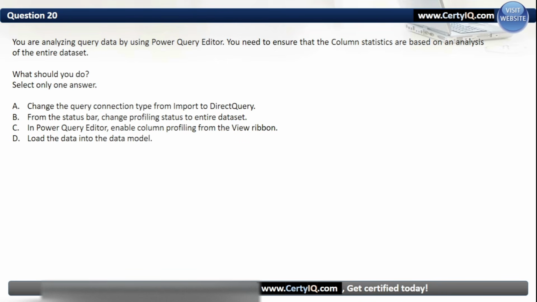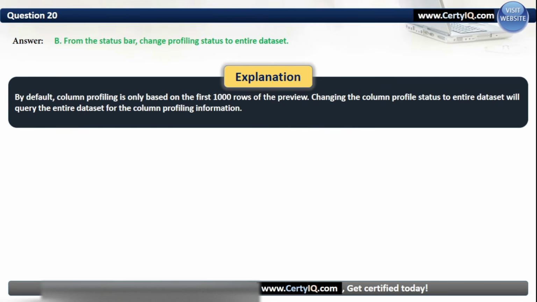The correct option is B. From the status bar, change profiling status to entire dataset. By default, column profiling is only based on the first 1000 rows of the preview. Changing the column profile status to entire dataset will query the entire dataset for the column profiling information.